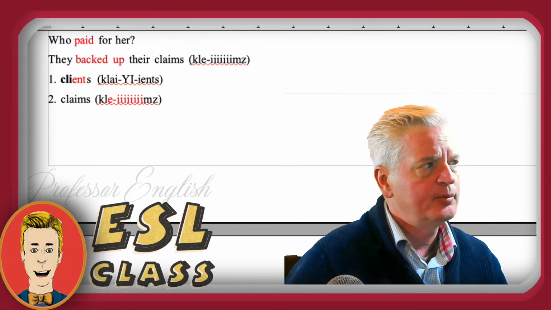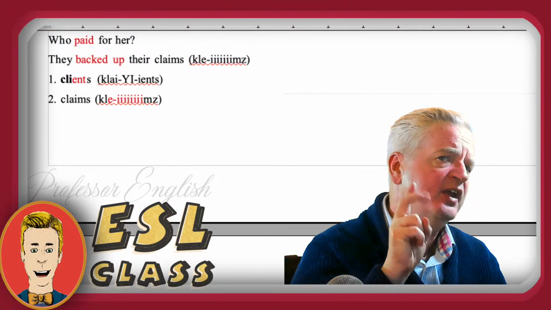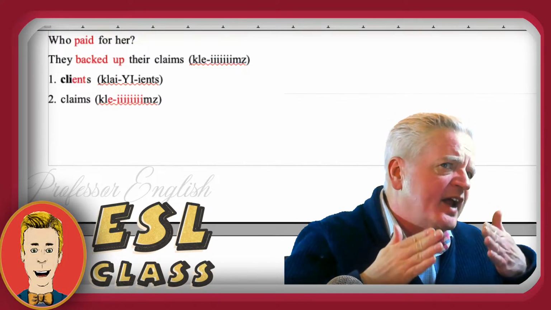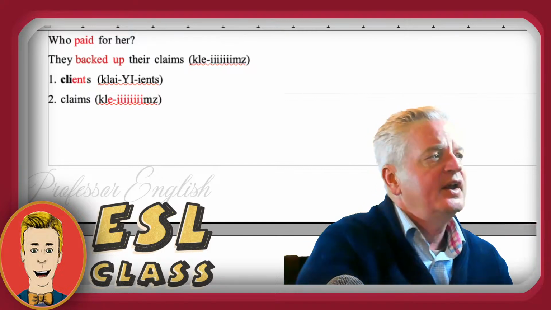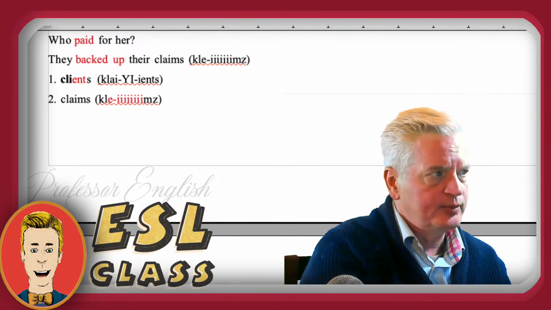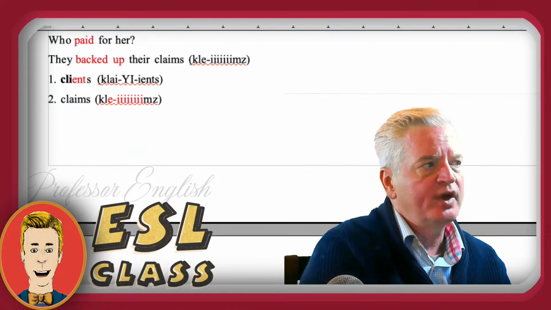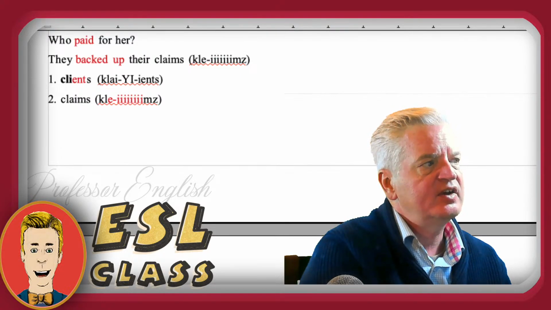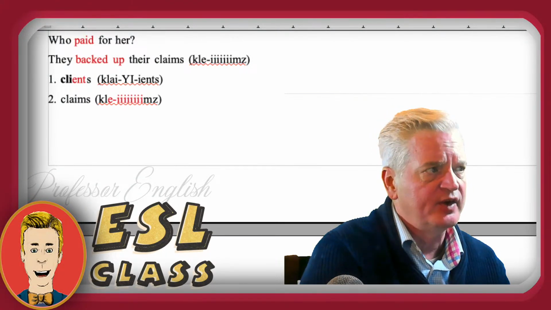Let's look at number two, claims. Claims is only one syllable. It does have extra sounds in there, but it doesn't have that extra push in the middle to separate the two syllables. And the way that you say number two is claims. So number one is clients, and number two is claims. And to me, they sound very different.